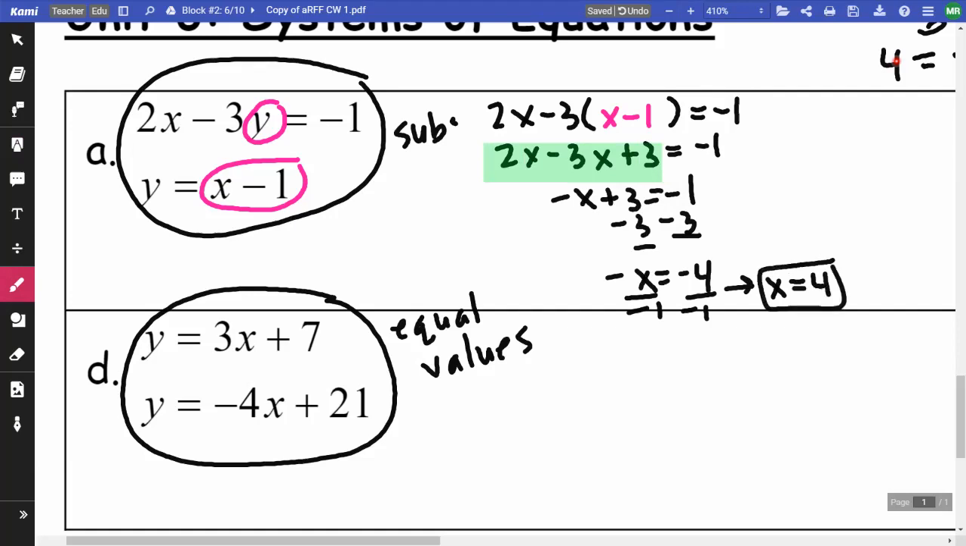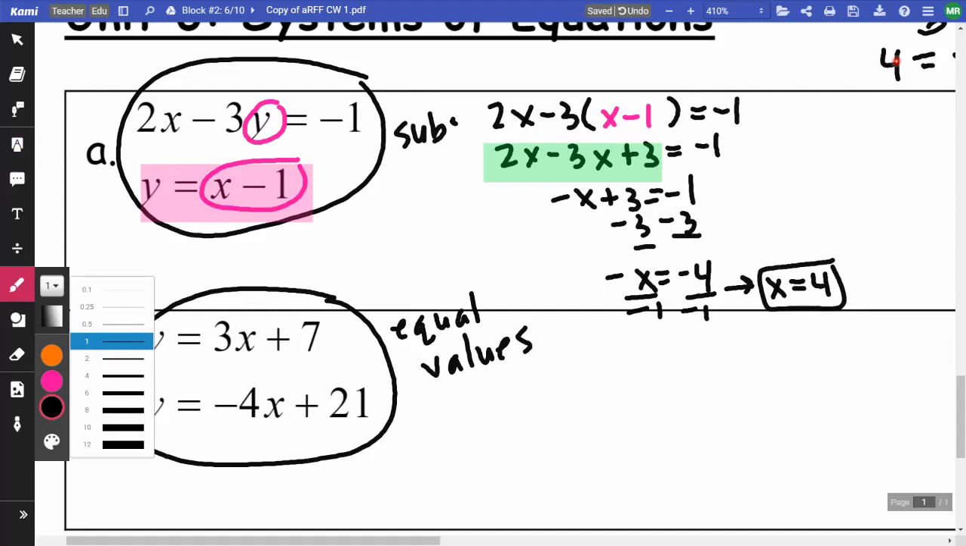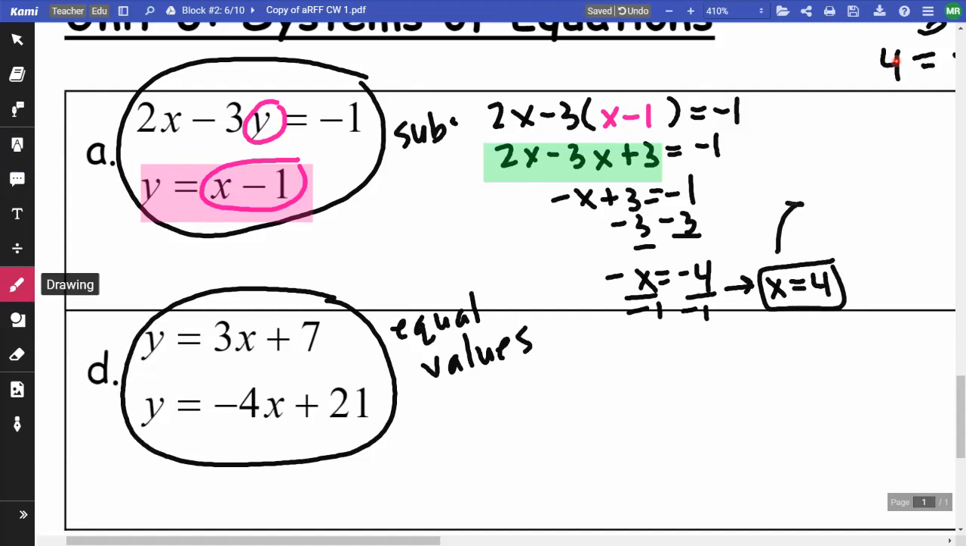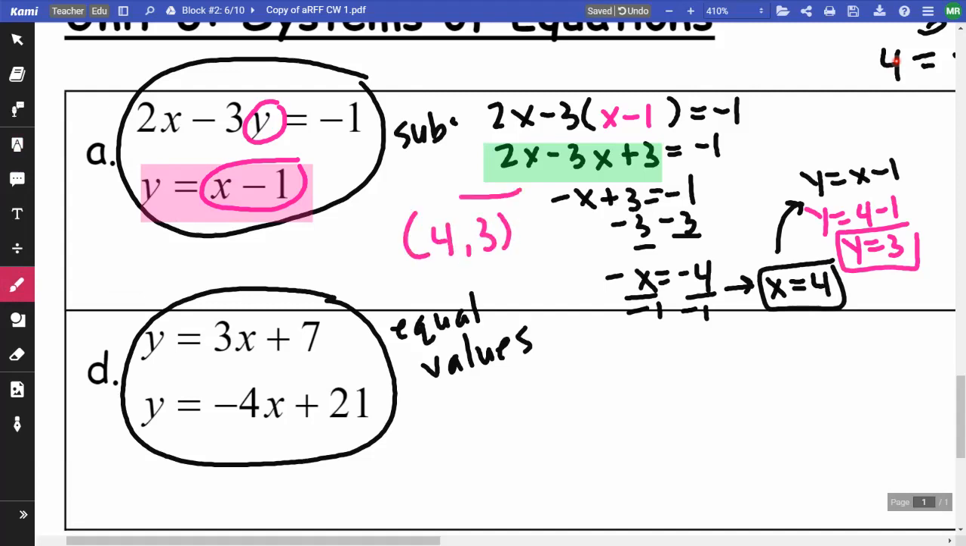So there's my x. Still not done. Got to find my y. I probably would put it into this equation here to find my y. So I am going to put it into the y equals x minus 1 equation. So I'm going to have y equals 4 minus 1. So y equals 3. And then you can write your answer as a point, (4, 3). That's your answer.